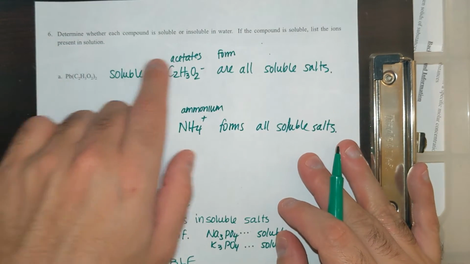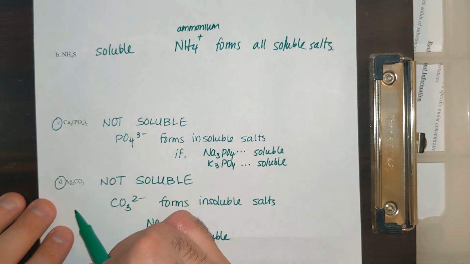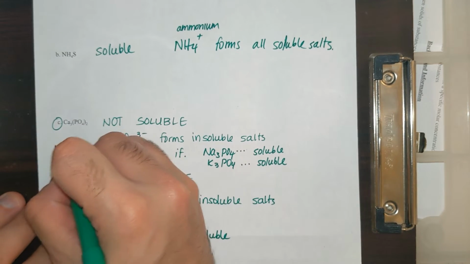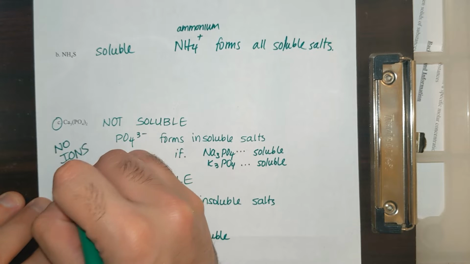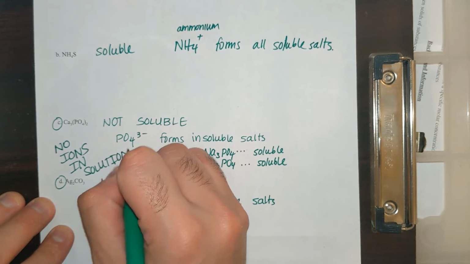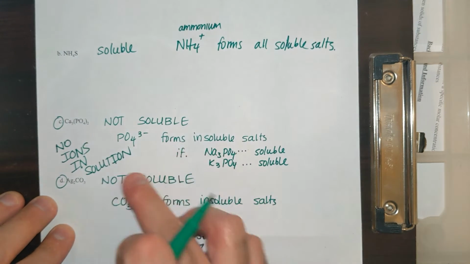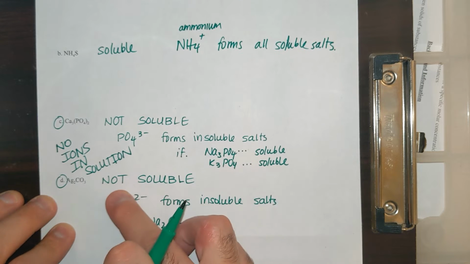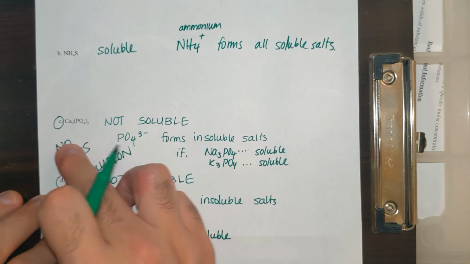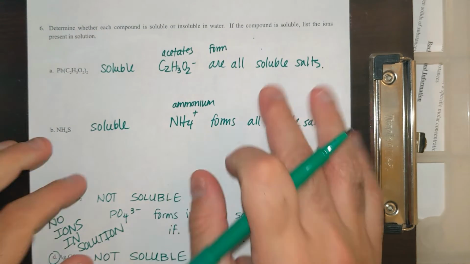It says, if the compound is soluble, list the ions present in solution. Now, C and D are not soluble, so there are no ions in solution. We'll read that maybe a very, very small amount of these insoluble solids will dissolve. But for right now, if it's not soluble, I can't break it apart. Soluble means it breaks apart into its ions.